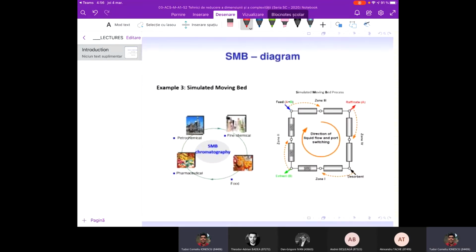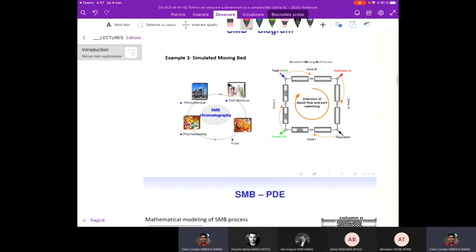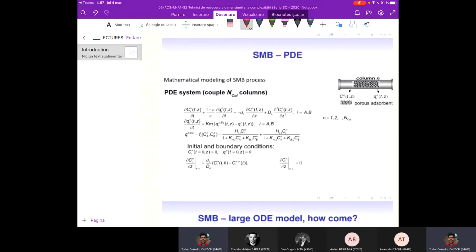Then we were talking about power systems. Oh yeah, no, this is something else. This is a so-called SMB, simulated moving bed. This is used in chemical industry. And you can see the scheme for such a thing in these pictures here. Okay. So again, we are dealing with flows and fluid dynamics, which are governed by differential equations, and this results also in PDE models. So this is complicated once again, okay?